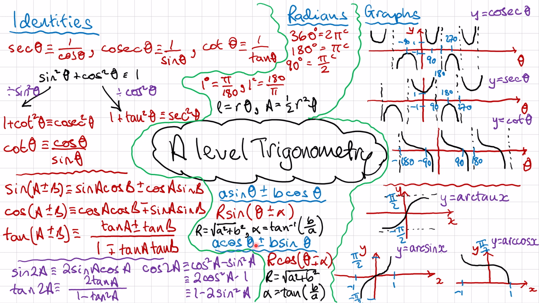And the very last thing, if we have something written in this form, a cos theta plus or minus b sine theta, we can write it in the form r cos of theta minus or plus alpha, and notice the sign here will be the opposite of this one here. We find r in the same way as we do here, square root of a squared plus b squared, and we find alpha in the same way as we do here. This will be the tan inverse of b over a. And with this, compare it with the expansion for cos, and that will help you understand where we get the r from and where we get the alpha from.